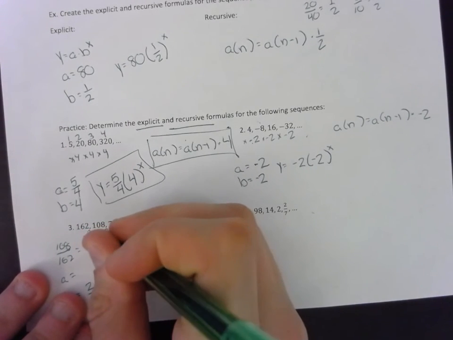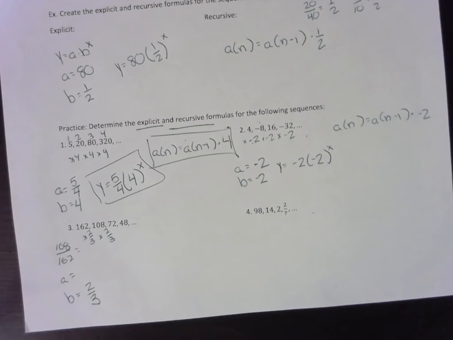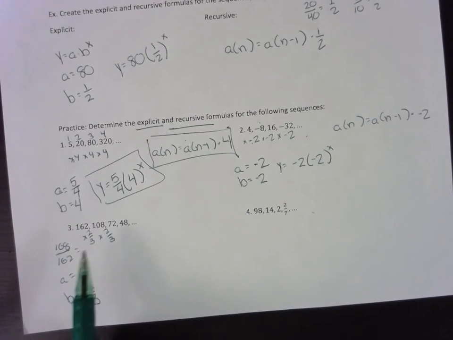If you take 108 and you multiply that by 2/3, you get 72. All right. If you take 72 and you multiply that by 2/3, you get 48. So again, your growth rate is 2/3. Now we need to figure out the starting value. So if we're multiplying by 2/3 to get to each one, that means we're dividing by 2/3. You have to work backwards.